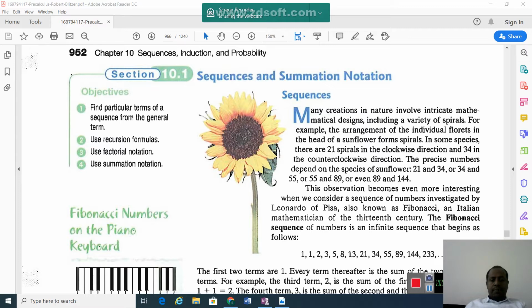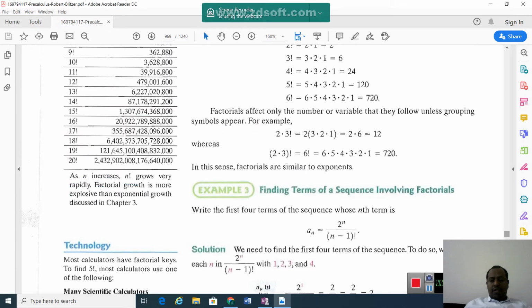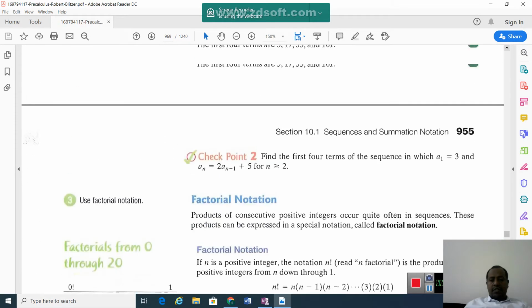Please, after each example, practice a checkpoint from your textbook. So directly I will proceed to example one. In example one, we are going to see how to find the nth term of a sequence, given that the general term is given.